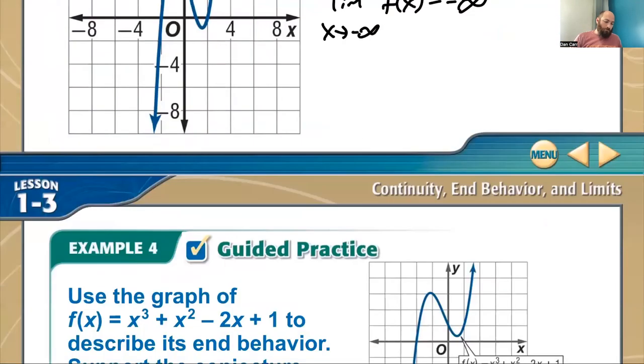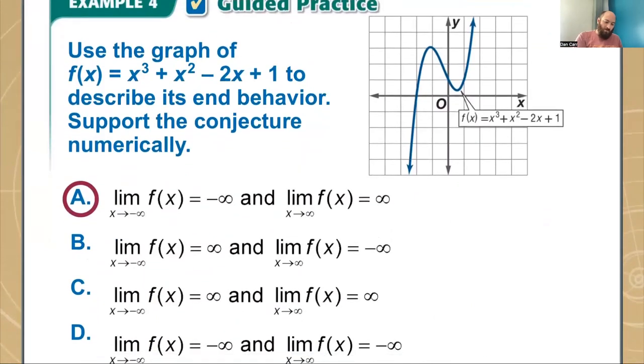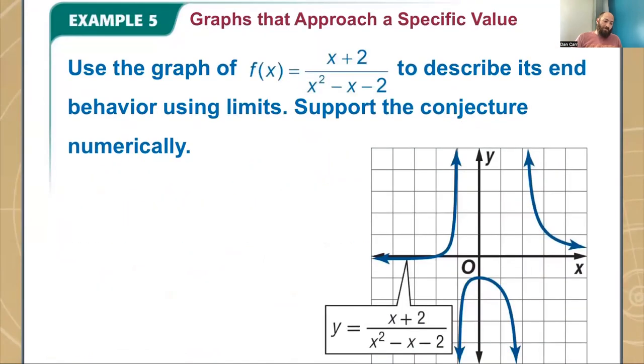All right. So here's another example. Same thing, just look at this. It's just a matter of doing the correct notation. So as x approaches negative infinity, that's going this way here. It's going down forever. So f of x equals negative infinity. As x goes to infinity, f of x goes to a positive infinity. Okay. All right.